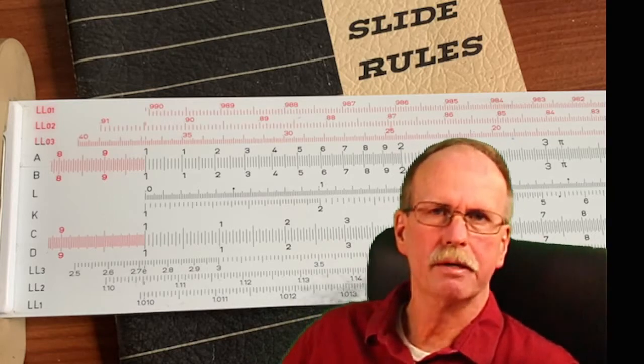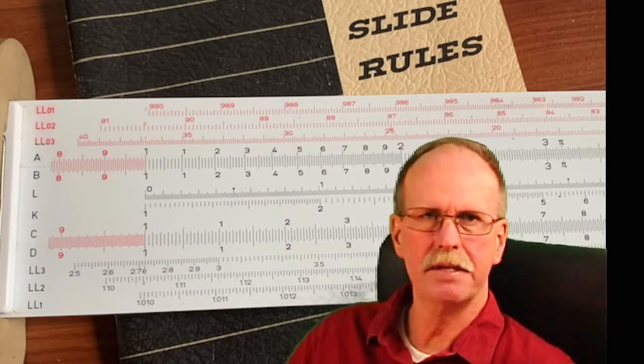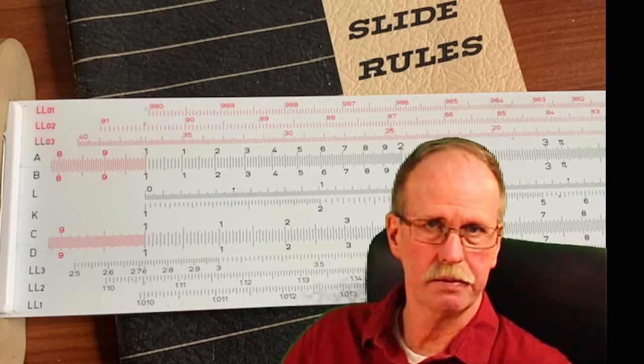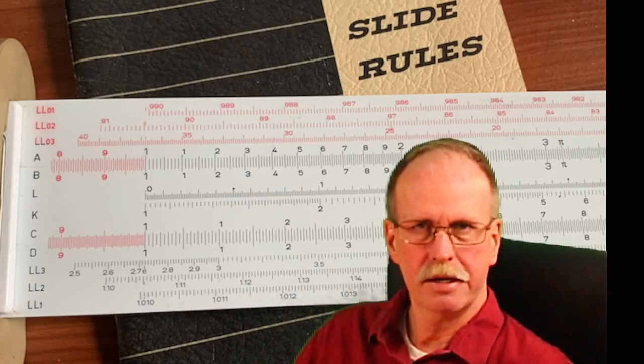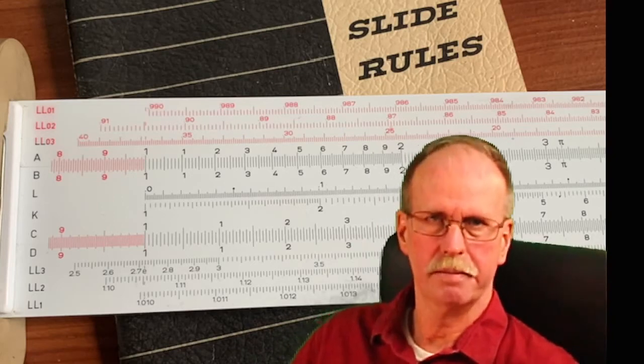In the meantime, we're going to go over the last of the basic scales, the AB scale, which deals with squares and square roots, the K scale, which deals with cubes and cube roots, and then the L scale, which is used to find the logarithm of a number.